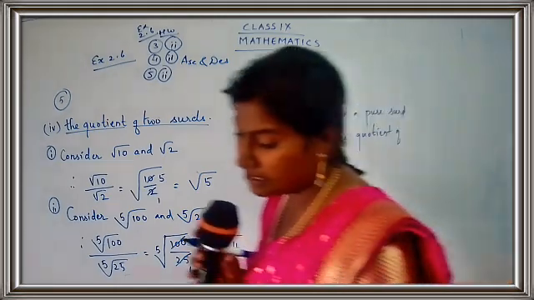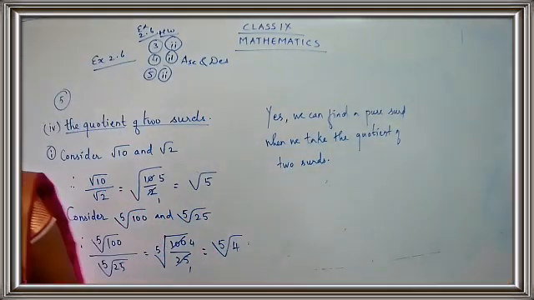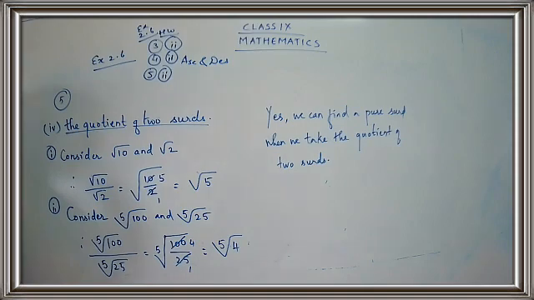So we have completed our fifth sum. We have one more sum left out. Yes, children. We have one more sum, that is the sixth sum. Can you get a rational number? We'll be continuing with the sixth sum in the next class.